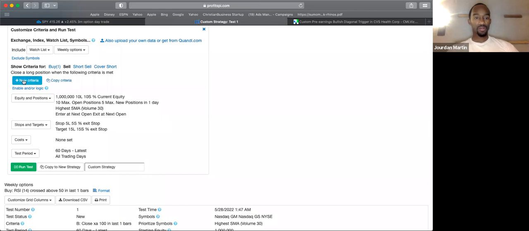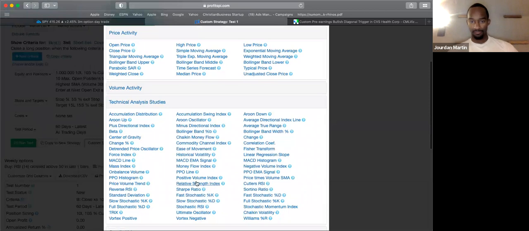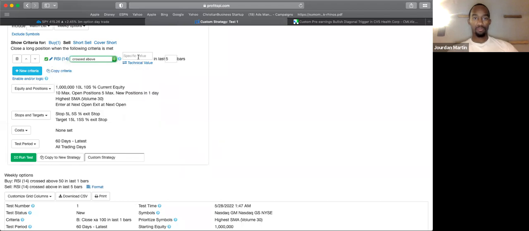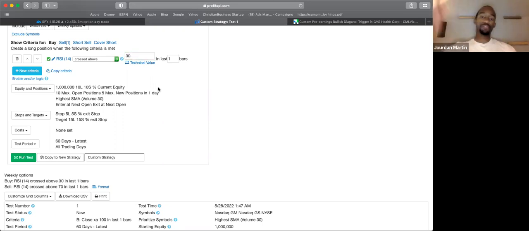And we're going to sell when the RSI crosses above 70. Let's go 70 and let's go 30. So RSI is crossing above 30. That means we're now starting to see a reversal on the RSI. Right. This is just a $1 million account.